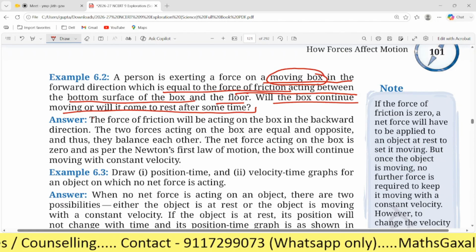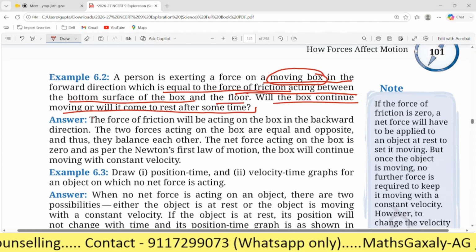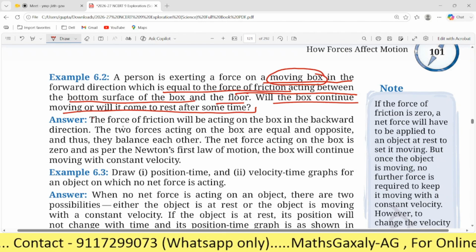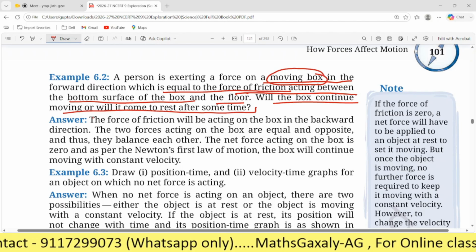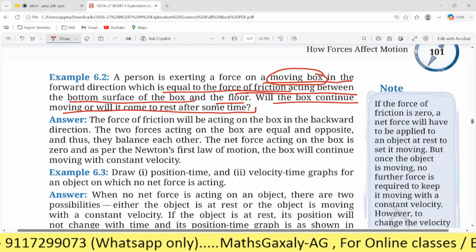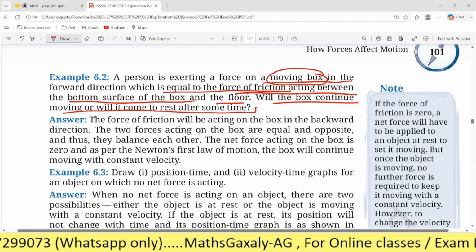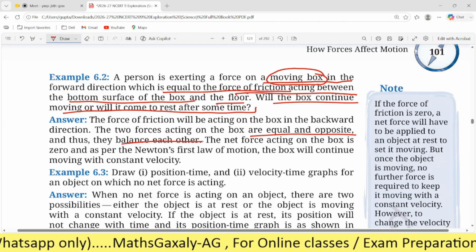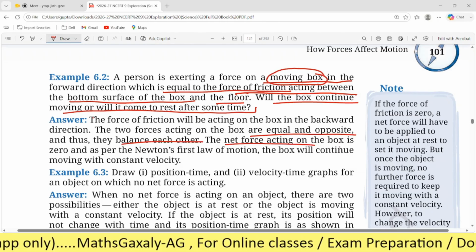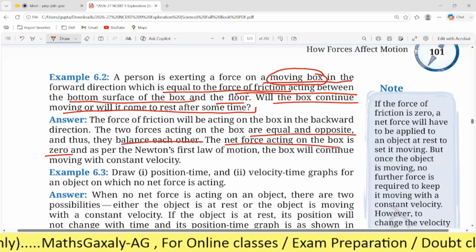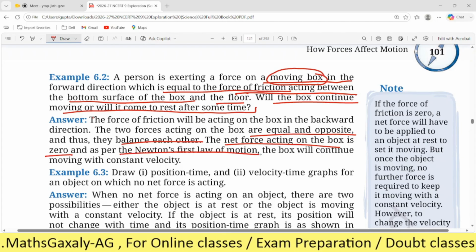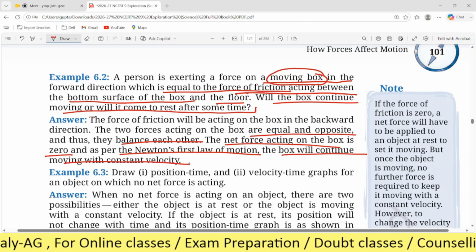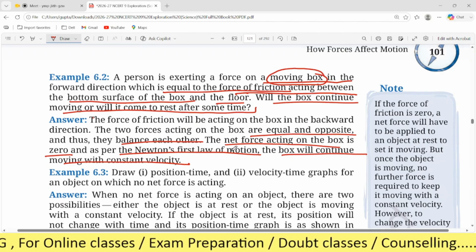To stop it, the applied force should be greater than the frictional force. Here the force of friction will be acting on the box in the backward direction. The two forces acting on the box are equal and opposite, right? And thus they balance each other. So as I told you, the net force acting on the box will become zero. And as per Newton's first law of motion, the box will continue moving with constant velocity. Okay, is it clear?